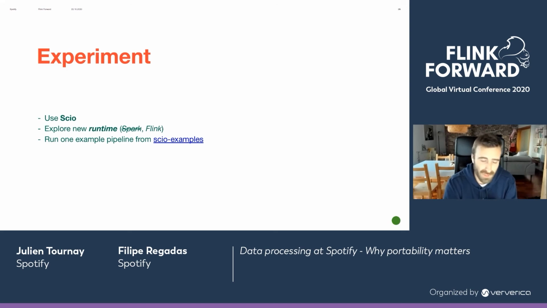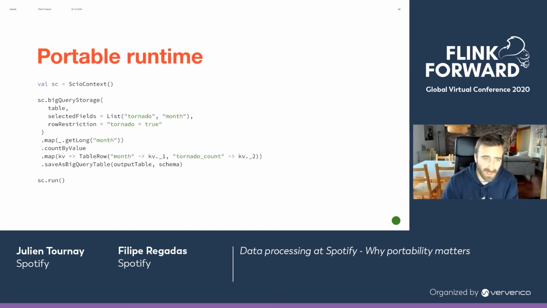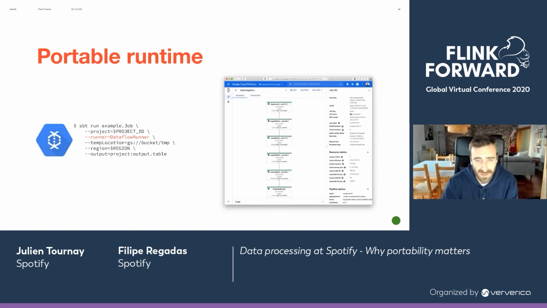For this experiment, we just took an example from our Scio repo, and this was the job that we took from the example. As you can see, it doesn't really matter what it does. We can easily see that it reads from BigQuery, writes to BigQuery, and does some transformation in between. And we started by running it on Dataflow. This would be the normal job you would see for this specific job, but I want you to notice how we actually ran the job.